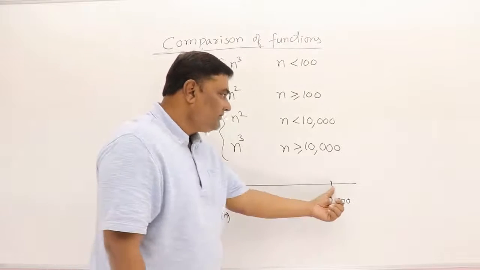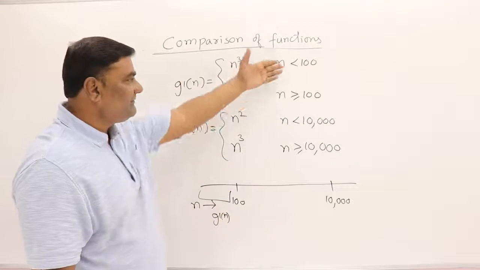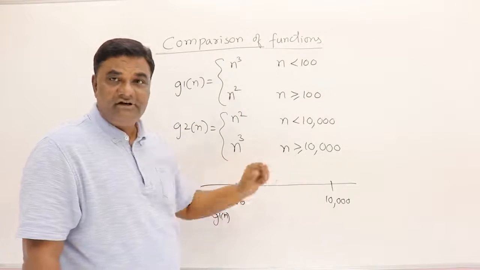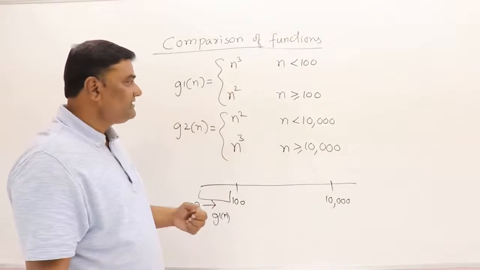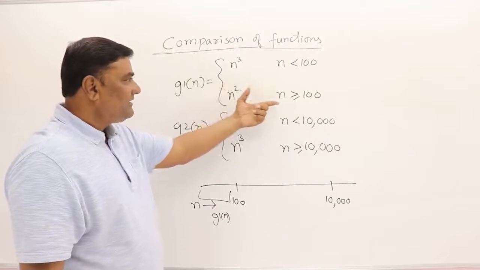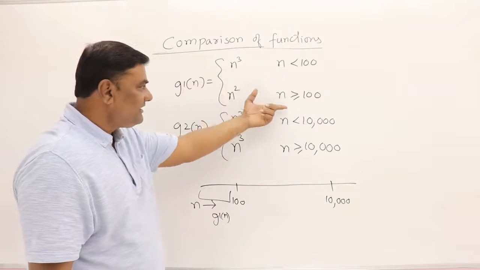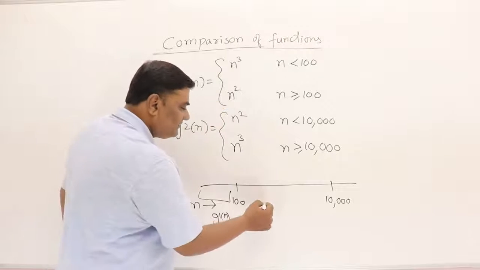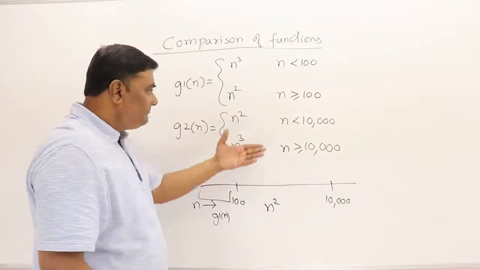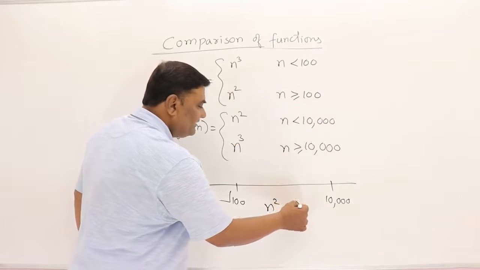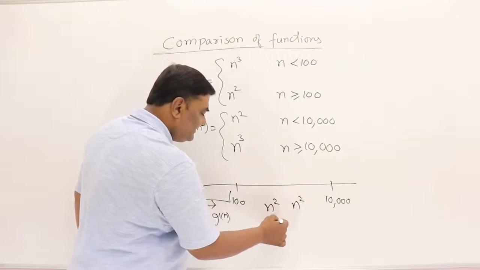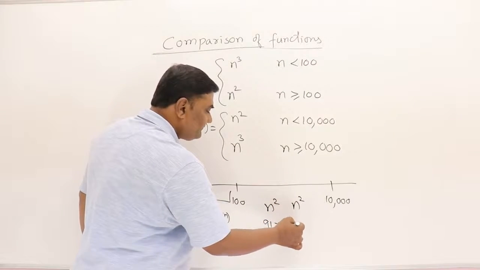And from 100 to 10,000, who is greater? Because the figures are there, so I have used this on the bar. Now, from 100 to 10,000, who is greater? See, from 100 onwards, this is just n square. And below 10,000 also, this is also n square. So both are n square. So G1 is equal to G2.